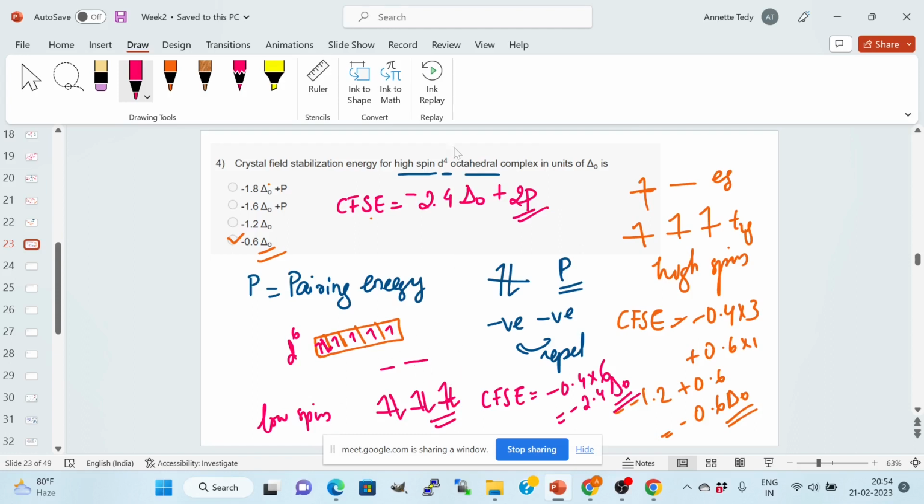So if I'm taking low spin, see, the question here was for high spin, what is the case? Since you asked me for an example, I just took a d6 configuration in the metal's normal state, and my question is for low spin, what is the case? If it's for high spin, 4, 5, 6. In this case, there is no extra pairing energy because it is the same as the original metal state. So CFSE will be minus 0.4 into 4 plus 0.6 into 2.